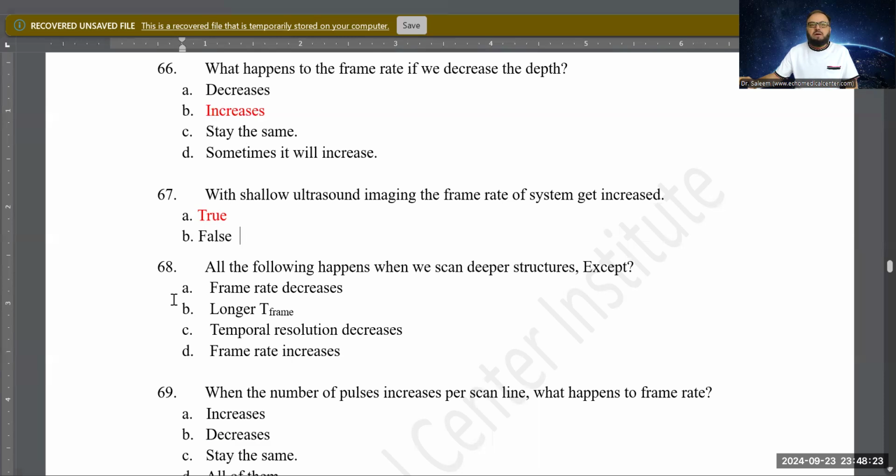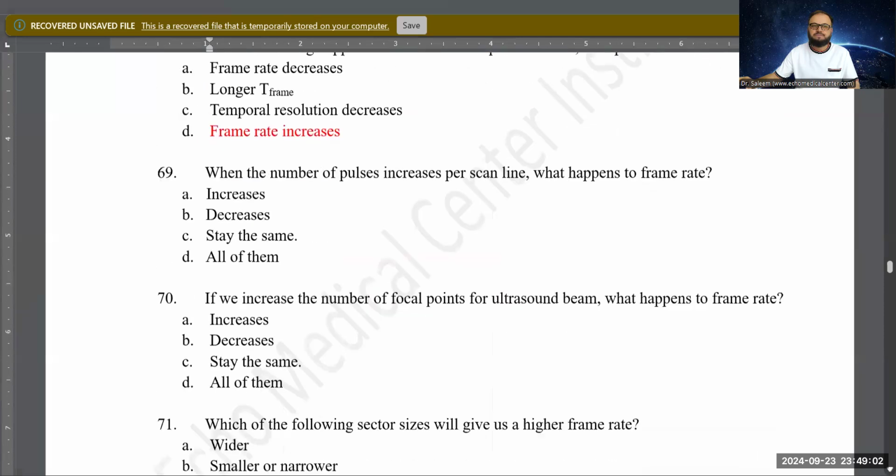Correct. Okay, all the following happen when we scan deeper structures, except. So look for the exception. Frame rate decreases, longer T frame, temporal resolution decreases, or frame rate increases. What do you think? If you're scanning deeper, everything above is correct except answer D. This is wrong. So we can say that is the exception, because with deeper structures, frame rate decreases, not increases. That is the correct answer. Okay, next.